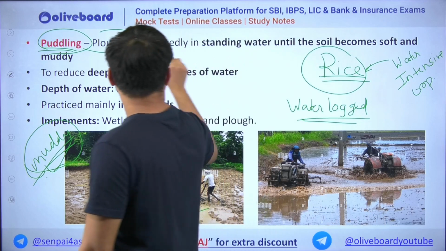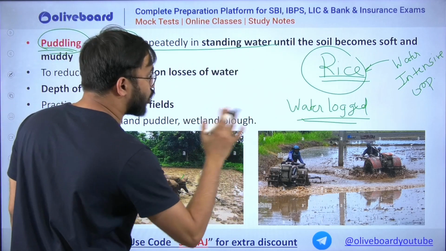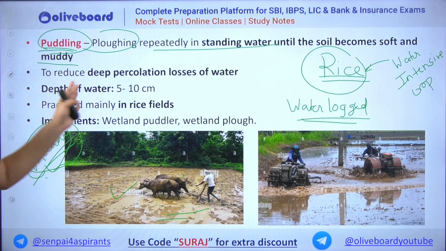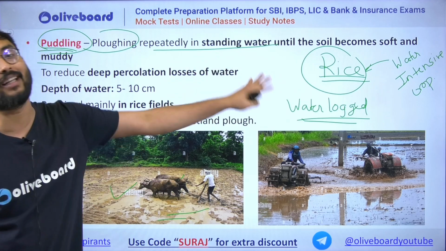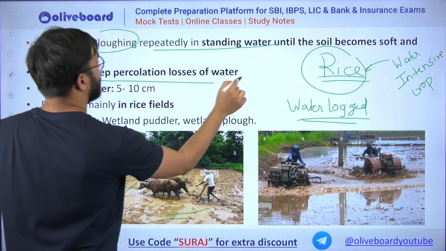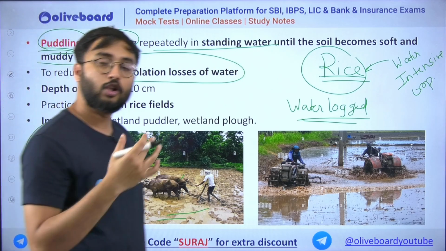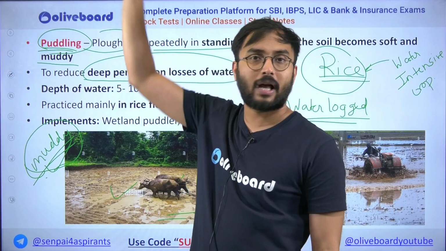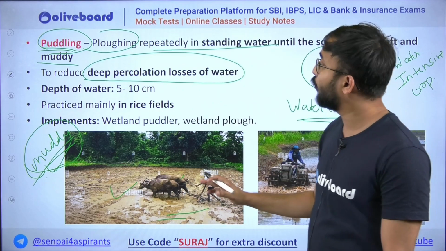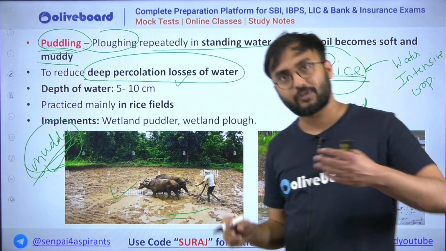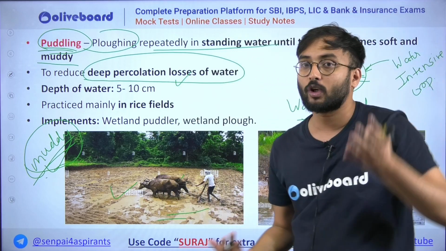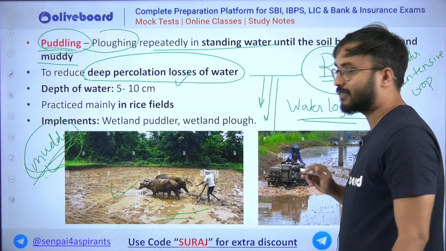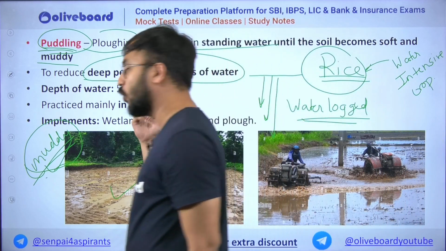Now overall, plowing repeatedly in the standing water until the soil becomes soft and muddy, as I told you, that is your puddling. Now this puddling results in the formation of puddles, and therefore rice is always grown in puddles. Okay. Why it is done: as we all know, India is a tropical country, and the rainfall happens in the Kharif season, at the same time evaporation also happens because of the tropical region, and therefore there is always loss of water because of evaporation at the top and percolation at the bottom. Percolation, what is it? It is nothing but, if this is your soil layer, then loss of water into the depths of the soil, that is called percolation of water.